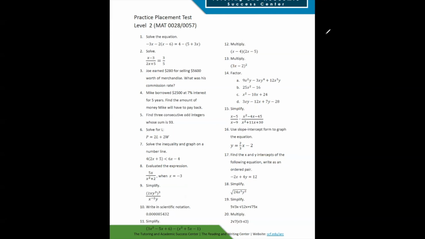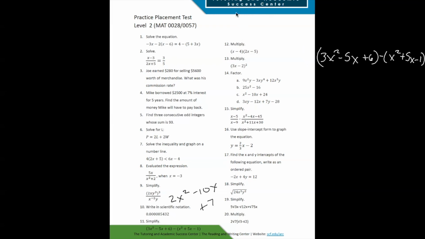And then number 11 asks us to simplify. So we have 3x squared minus 5x plus 6. And from that, we're subtracting x squared plus 5x minus 1. The correct answer for this one is going to be 2x squared minus 10x plus 7. I'm just going to write this. Let me put it over here like I always do. So let's simplify this. This is called subtracting polynomials. Remember, we're going to combine like terms.